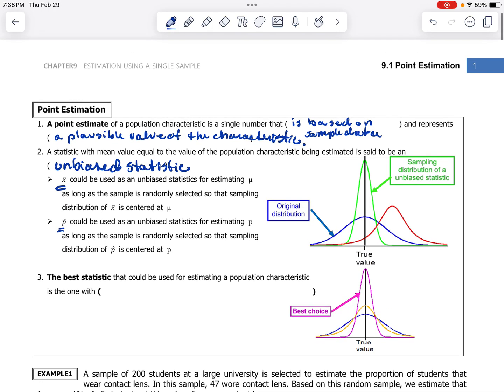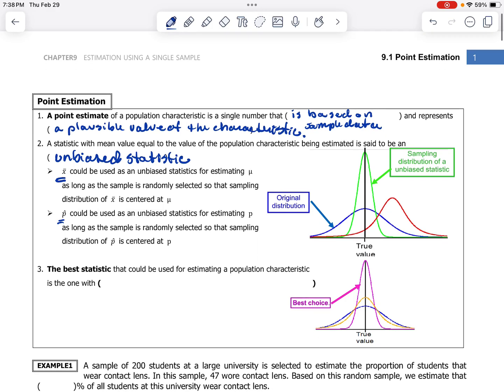So if our original population is this blue line over on the right here, we know that if we take a sampling distribution, it's going to be skinnier. So here in the green is our sampling distribution. And as long as their means are the same, whether it's a mean value or the mean of the proportions, we know that it could be considered an unbiased statistic.